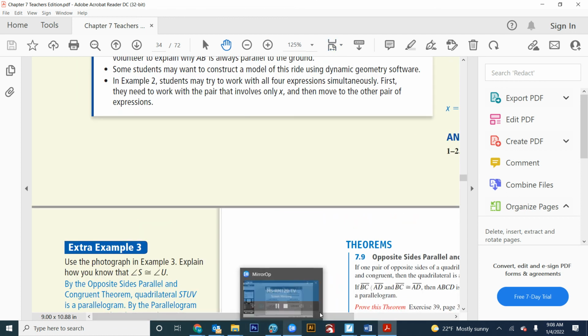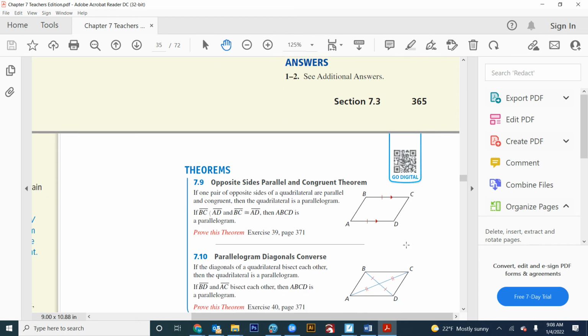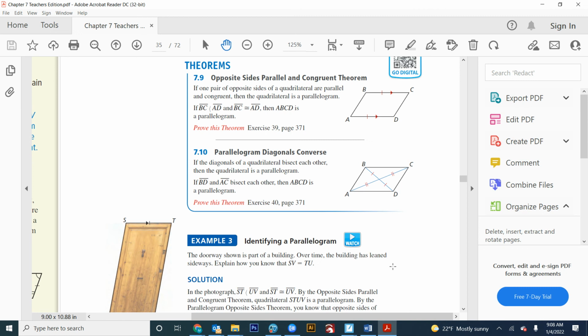Now pay attention to what this one actually says. If one pair of opposite sides of a quadrilateral are parallel and congruent, then the quadrilateral is a parallelogram. What is different? And by the way, that's exactly what you're going to write down. Let's do another one of them.